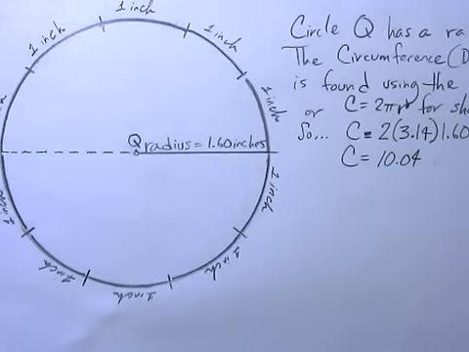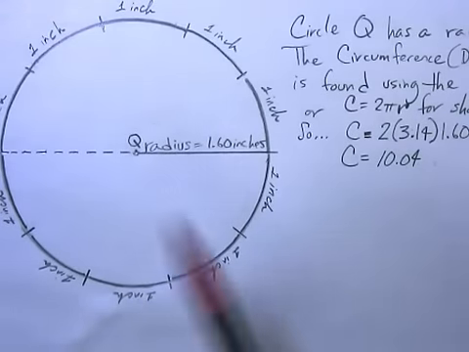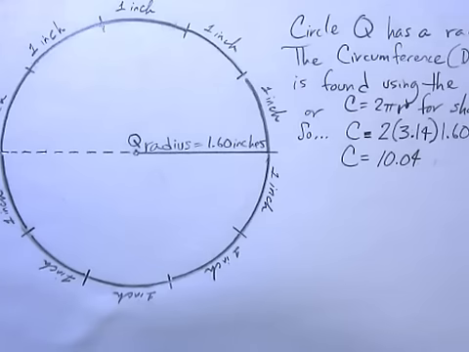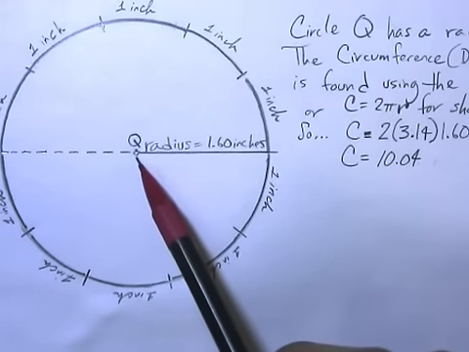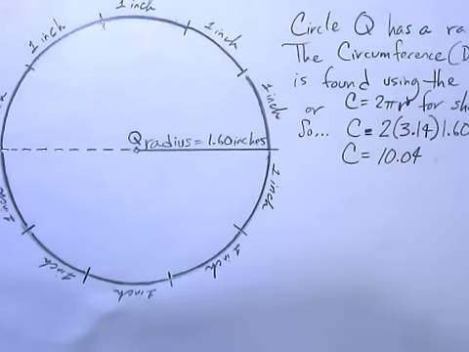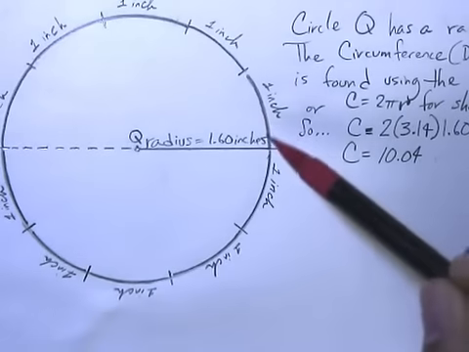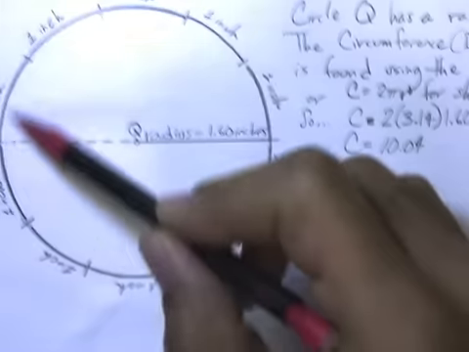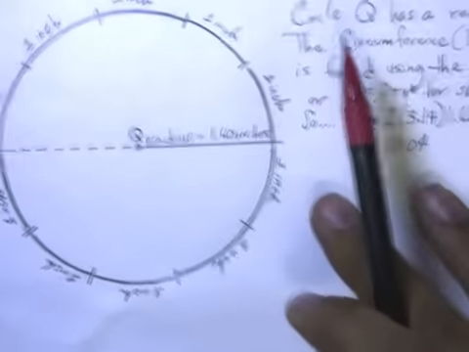Here I have a circle, and it's called circle Q. And circle Q has a radius of 1.60 inches. Remember that the radius is the distance from the center of the circle to the circumference of the circle, to the edge. And remember that the circumference, boys and girls, is the distance around the circle.